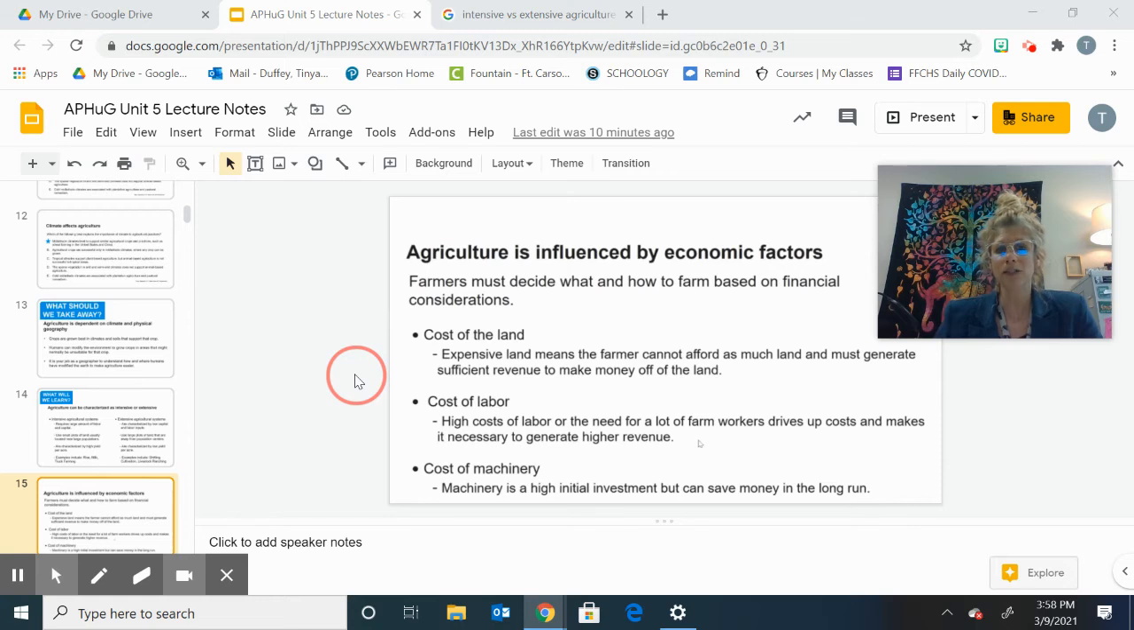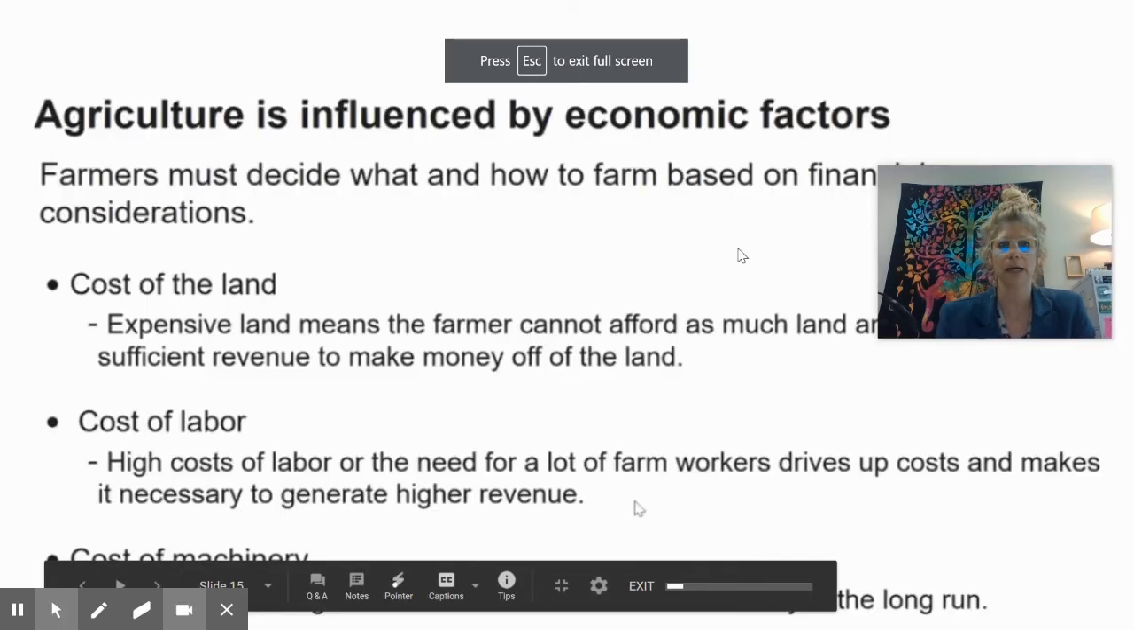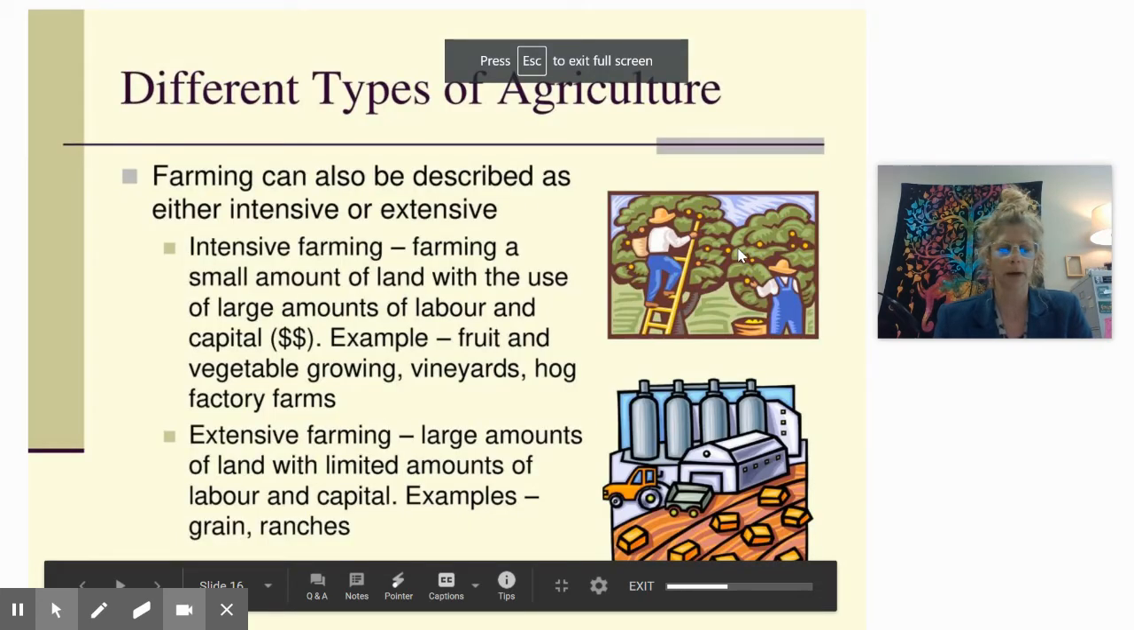And then the last is cost of machinery. And what I would know for this is if you do have to invest in machinery, you have to do that up front, right? You have to do that before you can actually start farming. But in the end, once you have that machinery, you'll be able to save money. Okay. Sorry, I hope you guys were able to see that okay. It's kind of cut off at the bottom.